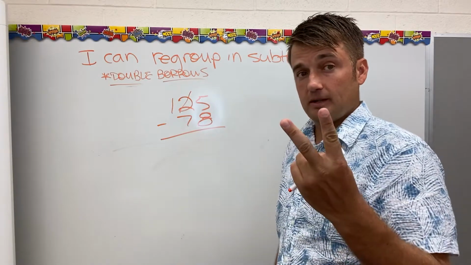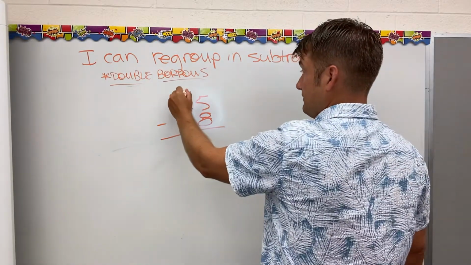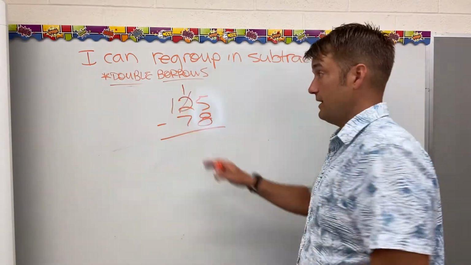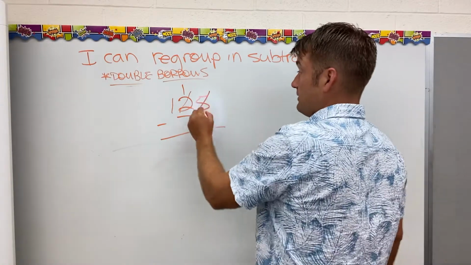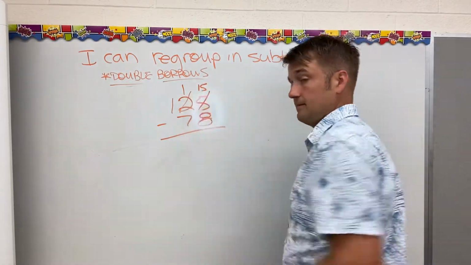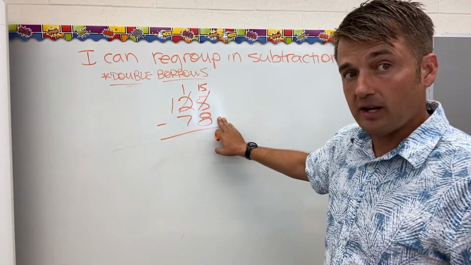The 2 is going to give 1 to its neighbor. It's going to go down 1 and be a 1. It's giving. It's going to have less. And then I'm adding the 10 to the neighbor here. 5 plus 10 is 15. Okay? So 15 now is enough to cover 8.